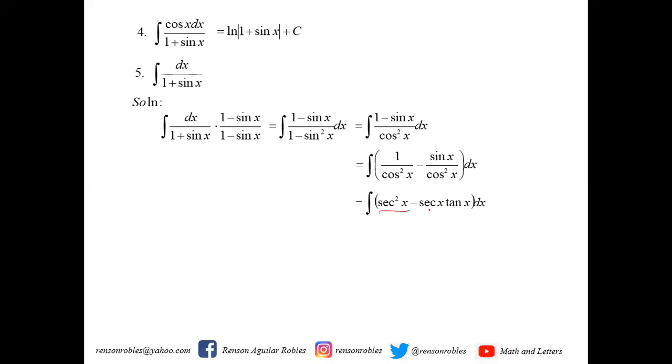And these two are directly integrable, of the form tangent x, that's the integral of secant squared x dx, and the integral of secant x tangent x dx is secant x, and then you just simply affix the minus sign. Okay, and therefore, the integral of dx all over 1 plus sine x is tangent x minus secant x plus c.